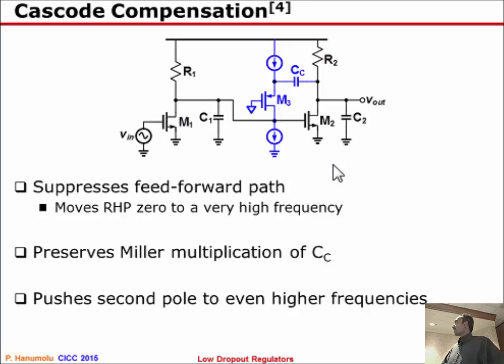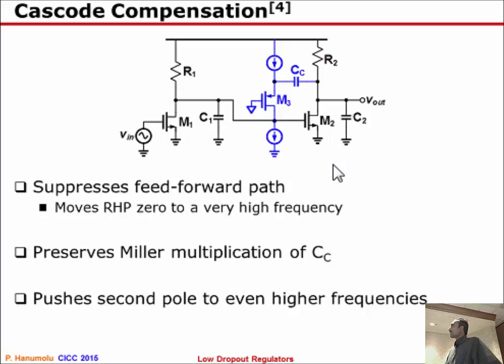The load capacitance of the first stage is C1. The load capacitance, everything combined, is C2. And what we are going to do is, instead of connecting a compensation capacitor from the gate of M2 to the drain of M2, I'm going to use a common gate or current buffer between one plate of the capacitor and the other plate of the capacitor.